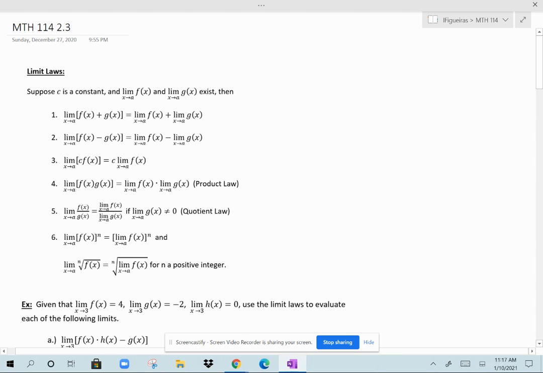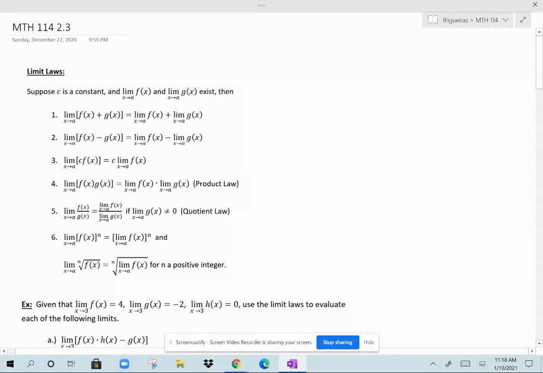Hi, this lesson is about the limit laws and different algebraic techniques that we'll use in order to evaluate limits. So let's start with the limit laws. Suppose c is a constant and the limit as x approaches a of f of x, as well as the limit as x approaches a of g of x, both exist.